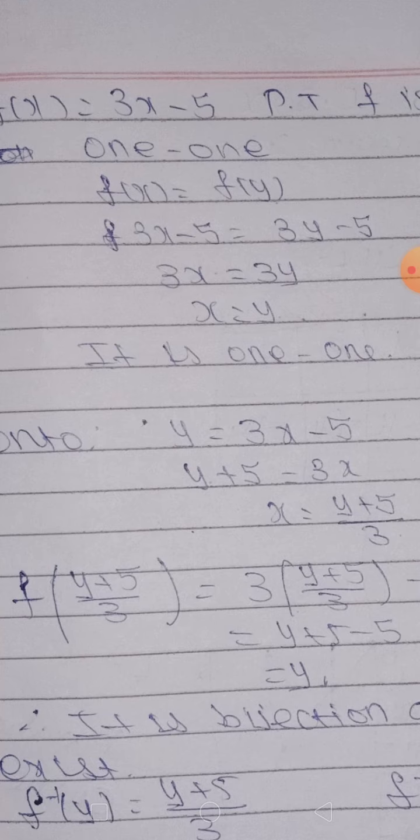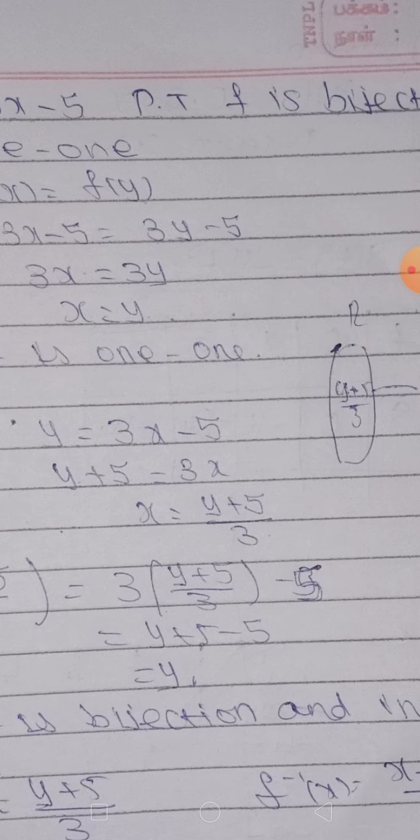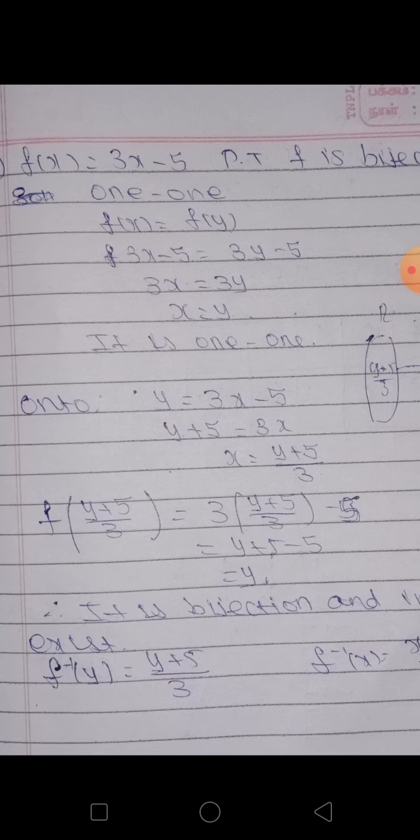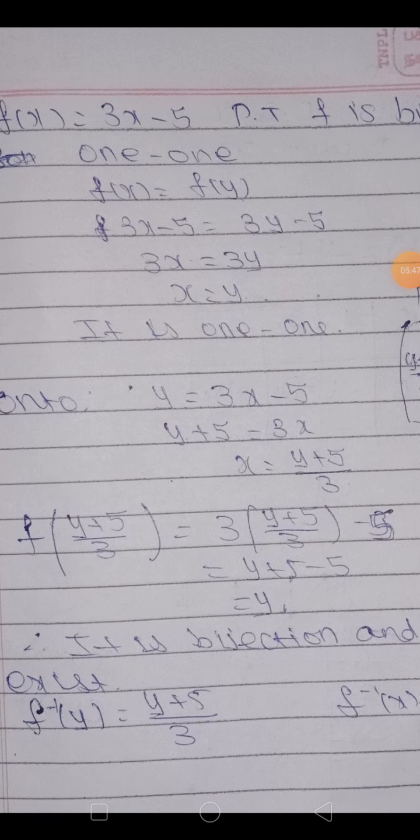So given that f of x is equal to 3x minus 5, we want to prove that f is bijection, correct? So bijection means it is enough to prove that f is 1 to 1 and onto. So 1 to 1, which means for this, f of x is equal to f of y. So what is the value of f of x in the question? 3x minus 5. f of y means in the place of x we put y. Yeah, that's it. So 3y minus 5.